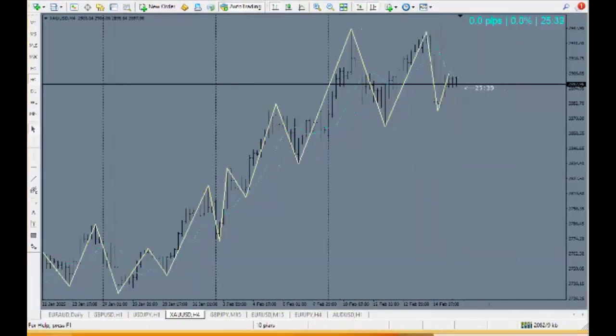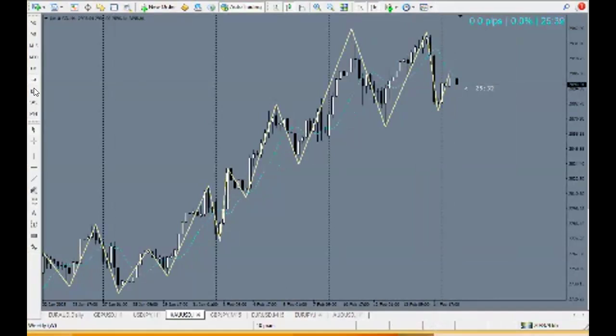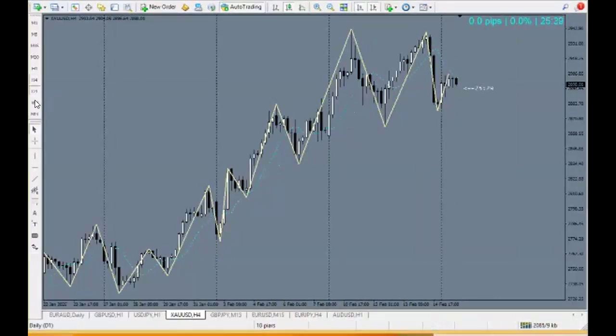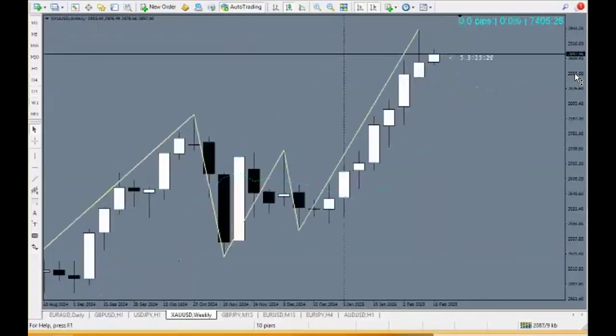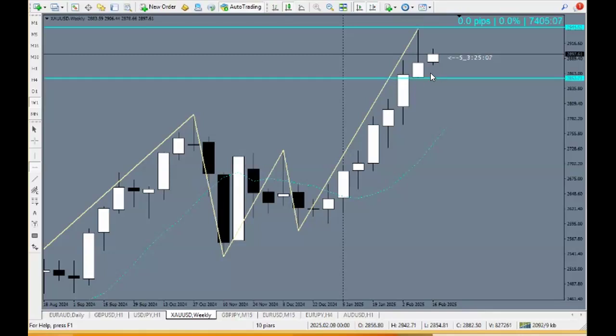All right, so let's look at gold. Where is gold? Yes, this is gold. Let's quickly do a weekly analysis. So, weekly analysis: last week, price gave us this high here, and then gave us this low. Okay, so that's the box that we're trading in.